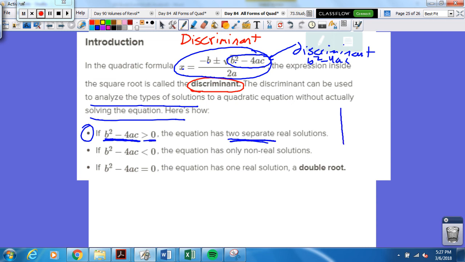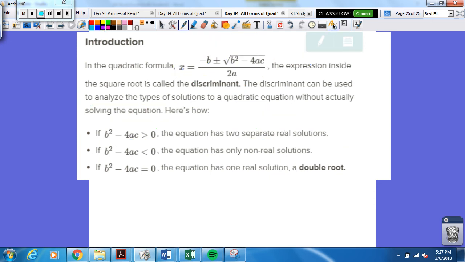That means if I was to draw or graph the parabola, it is going to hit the x-axis at 2 points. So it could look like that, or it could look like this. Doesn't matter. It's going to hit the x-axis at 2 points if my discriminant is positive. Okay. Now, what else we got? Let's erase this and get some more room.